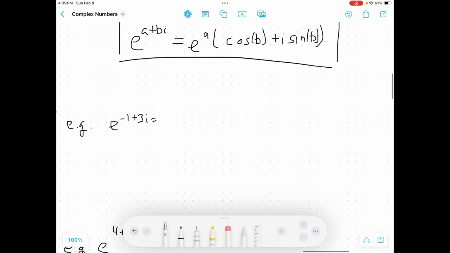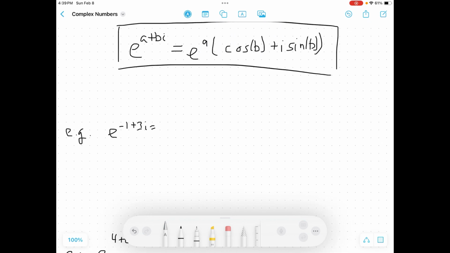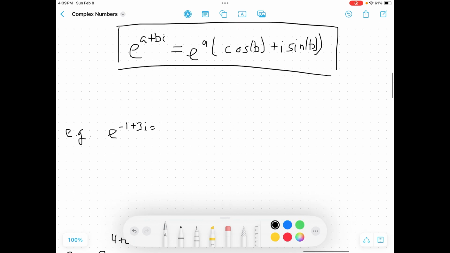So, for example, if I wanted to evaluate e to the negative 1 plus 3i, I can say, based on my formula, that this is going to look like e to the negative 1, and then times e to the 3i, which is going to look like cosine of 3 plus i sine of 3. There's nothing much we can do with the cosine 3 plus i sine 3. If we really wanted to write e to the negative 1 as 1 over e, we could.